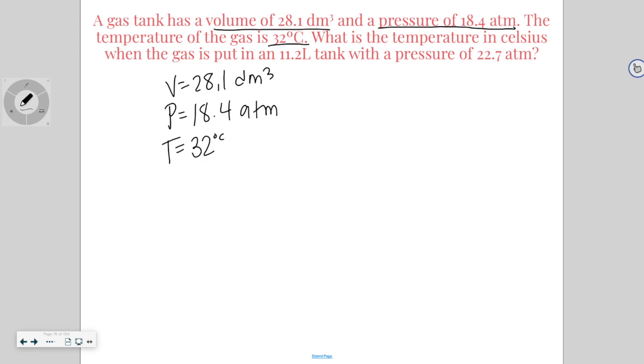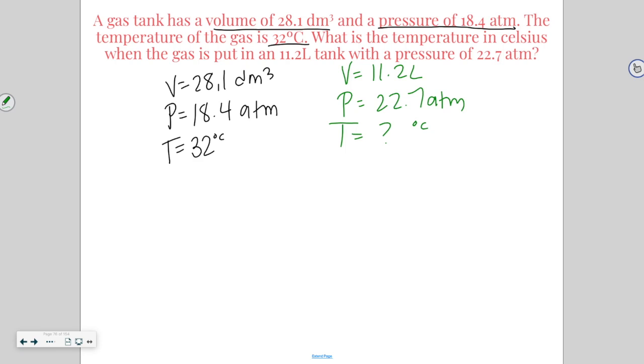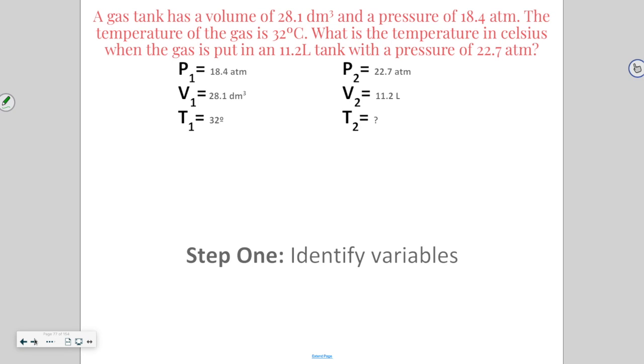What is the temperature? So I want to know, what is my new temperature in Celsius when the gas is put in a 11.2 liter tank with a pressure of 22.7 ATMs. So notice my volume and my pressure changed, and I want to find the new temperature. So the first thing you should have done is listed out those variables just like I did.